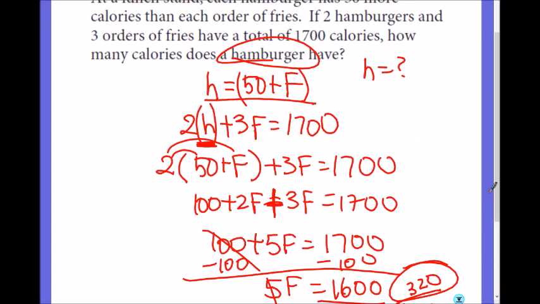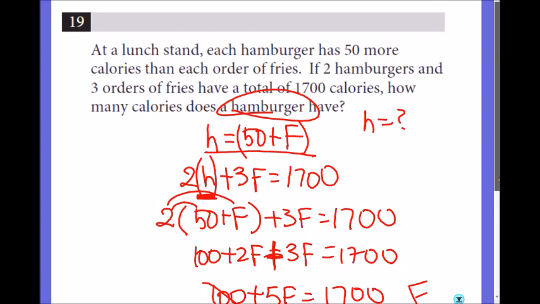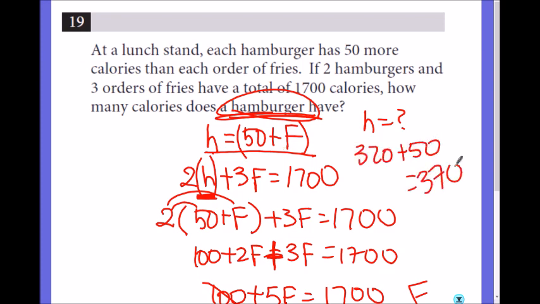That's for the French fries, right? No, it asks for a hamburger. What's a hamburger? It's 50 plus French fries, so it's 320 plus 50, which is 370.